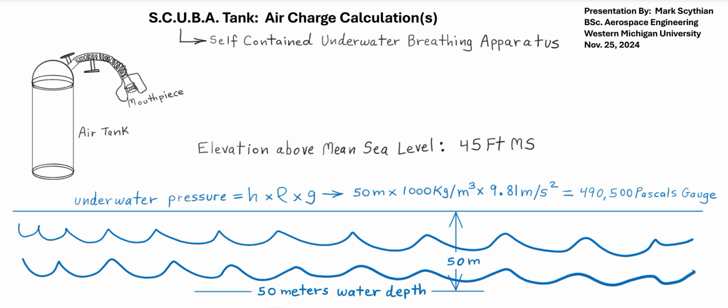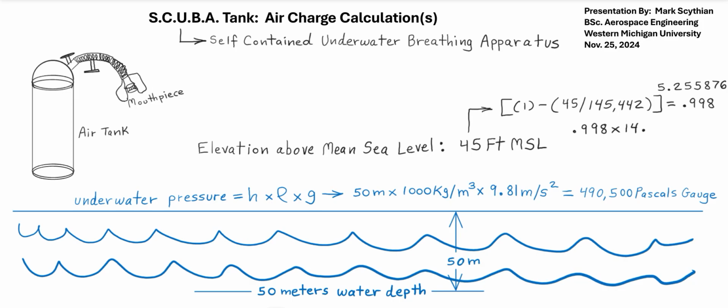So assume prior to submerging into the water, one is at an elevation above mean sea level of 45 feet, MSL, above mean sea level. So we can first start by calculating the atmospheres, 0.998, then multiplied times the standard atmospheric pressure at sea level, 14.7. So at 45 feet above mean sea level, the atmospheric pressure is 14.67 psi.